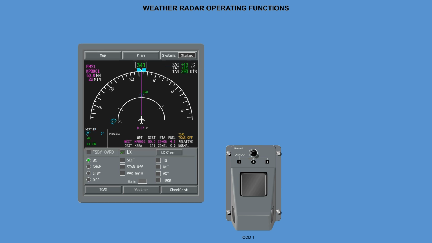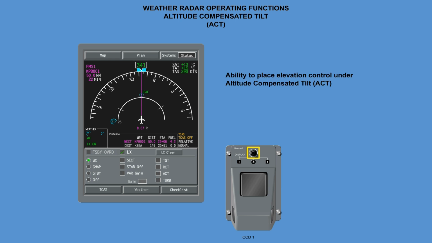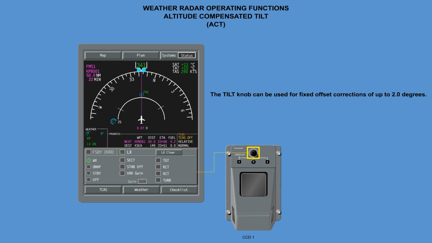The tilt control knob also provides the flight crew with the ability to place elevation control under altitude compensated tilt, ACT, which adjusts the antenna tilt in relation to the altitude and selected range. The tilt knob can be used for fixed offset corrections of up to 2 degrees.